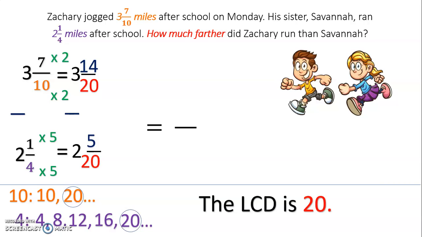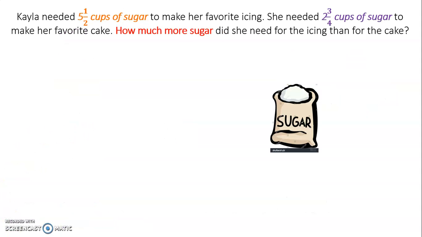Reminder, when we add or subtract mixed numbers, we want to start with the same denominator. Because we found our LCD, we're going to keep the same denominator. We will subtract our numerators. 14 minus 5 will give us 9. And then we will subtract our whole numbers. 3 minus 2 will give us 1. 1 9/20 miles farther.